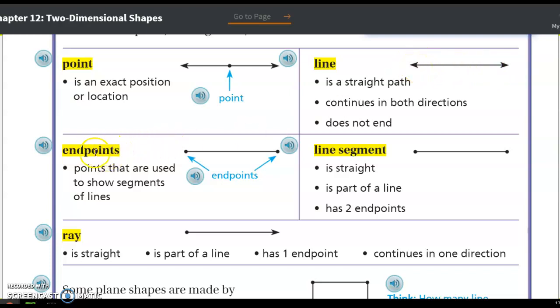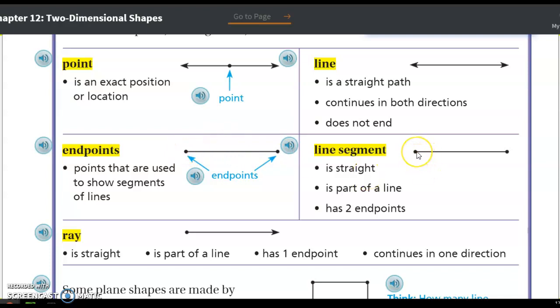Now this one, the end point's right here. You see the 2 dots or the 2 circles at the end? This does not go past each point. It stops right there, so that we know everything in between is no longer a line. It's actually our next one, which is a line segment. So we use points to show that it stops. There's a starting point and a stopping point.